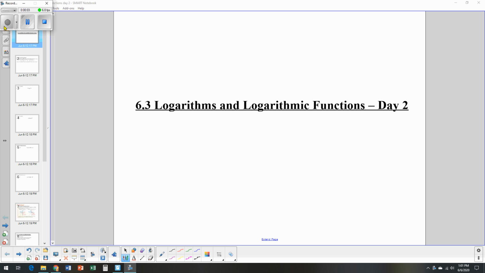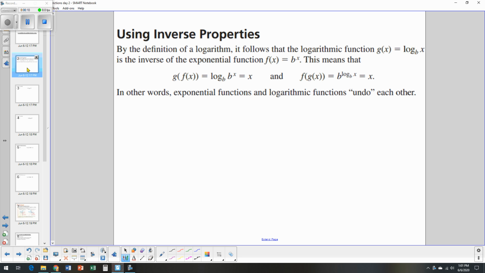Today we're going to finish up section 6.3, logarithms and logarithmic functions. So we're going to talk about inverses today. If you recall, inverses are when we take two functions, switch their x and y values, and solve for y. We also recall that inverses were graphs of each other reflected along the line y equals x, and the input of one was the output of the other, and vice versa.